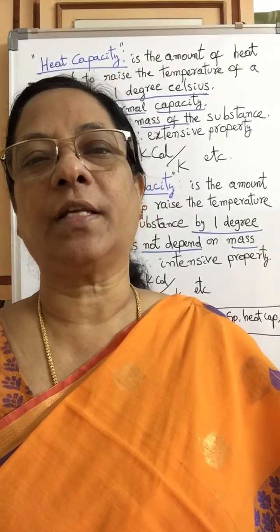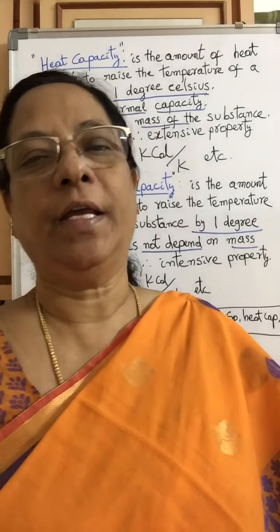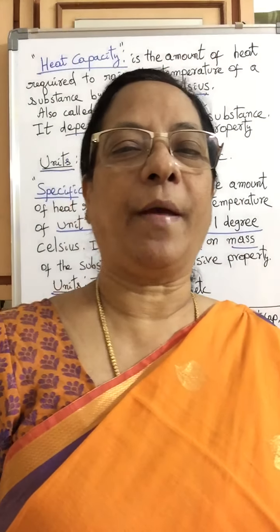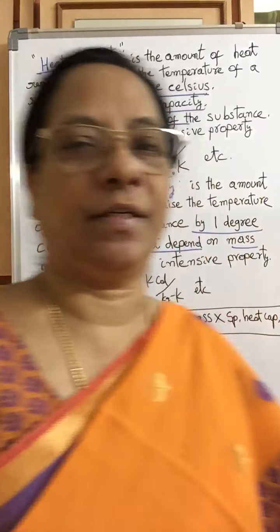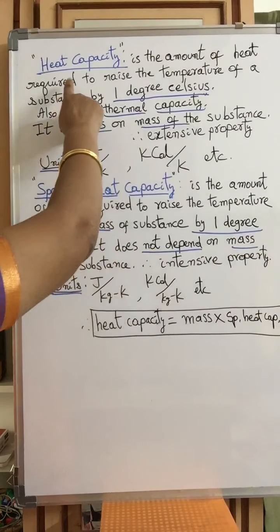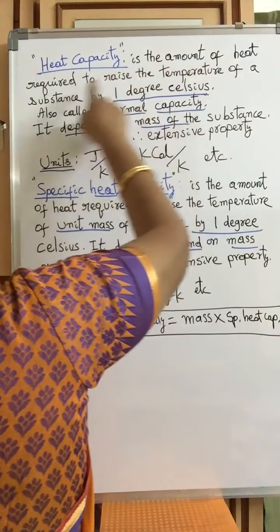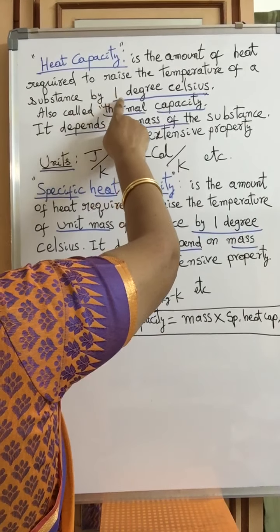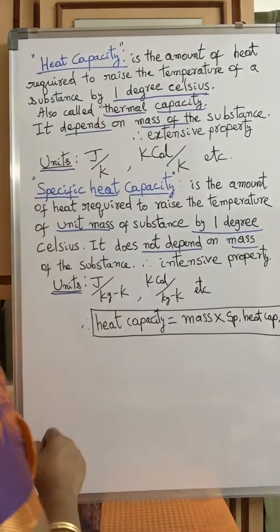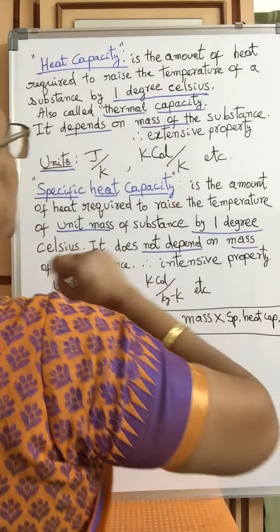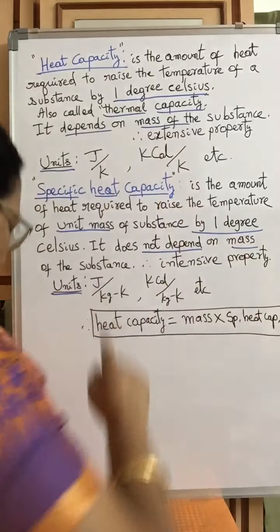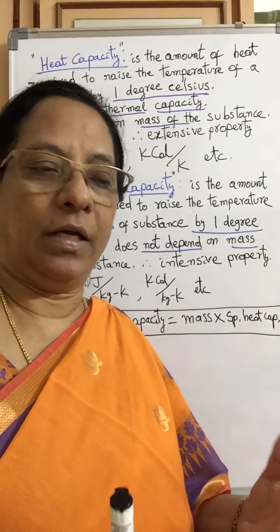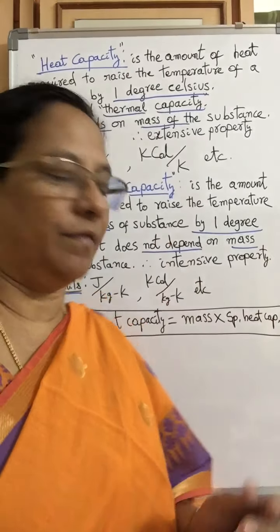Now first in this class we will understand the term heat capacity. What is the difference between heat capacity, specific heat capacity, and molar heat capacity? So here, heat capacity is the amount of heat required to raise the temperature of a substance by 1 degree Celsius, also called thermal capacity. That means the heat capacity term we use when we want to consider the entire mass of the substance.